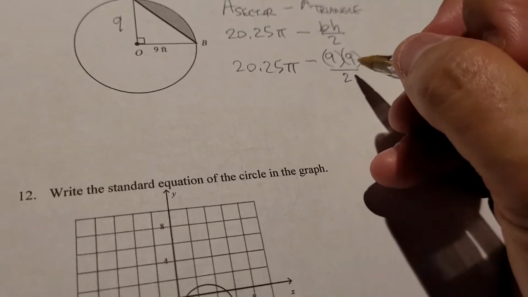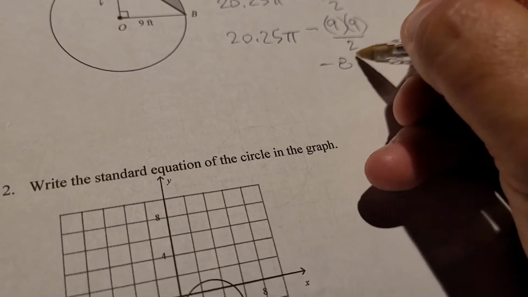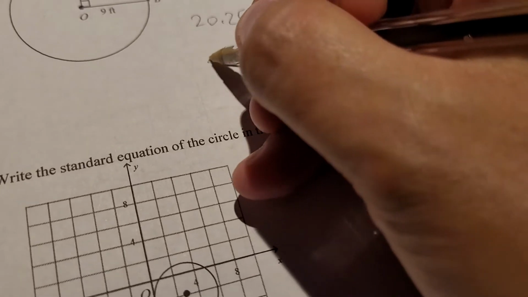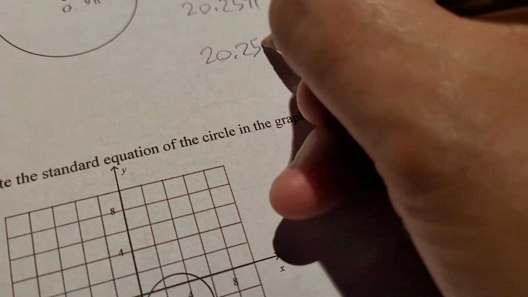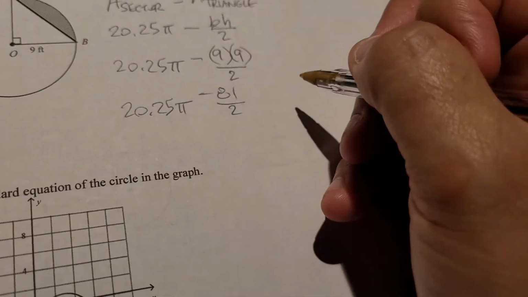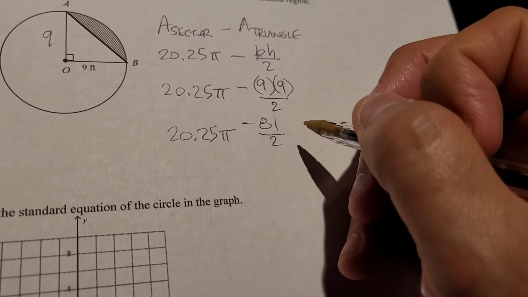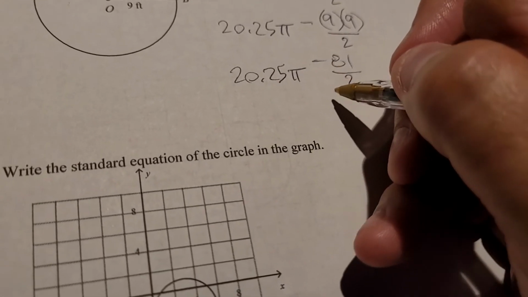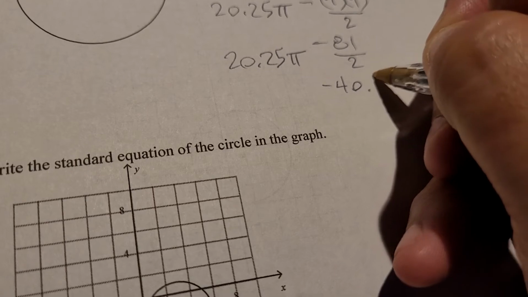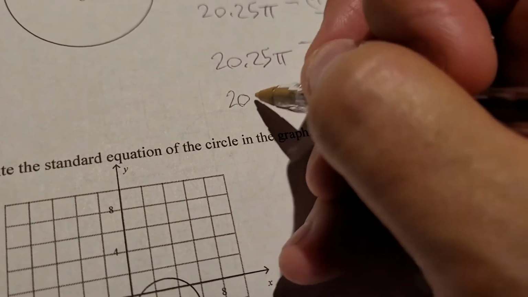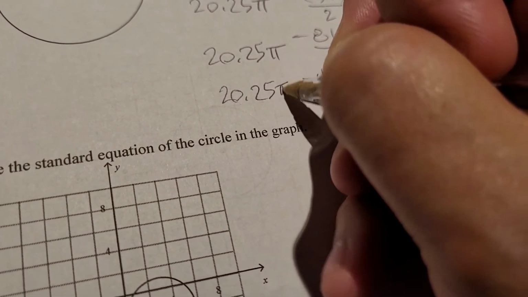Okay. Anyway, 9 times 9 is 81. 81 divided by 2. Just carrying this down. 20.25 pi minus 81 over 2. Half of 81 is just going to be 40.5. And I want 20.25 pi.